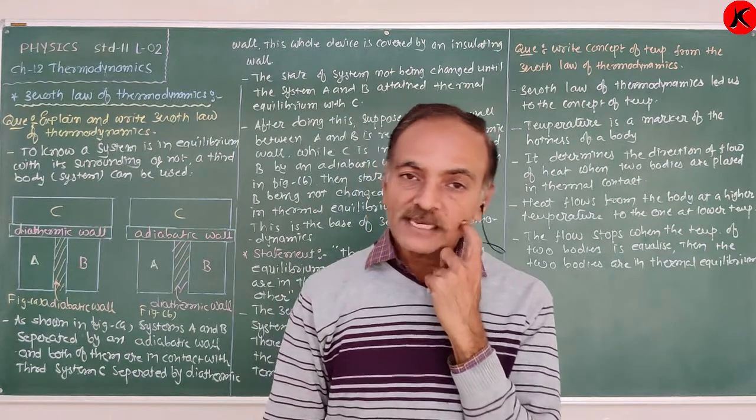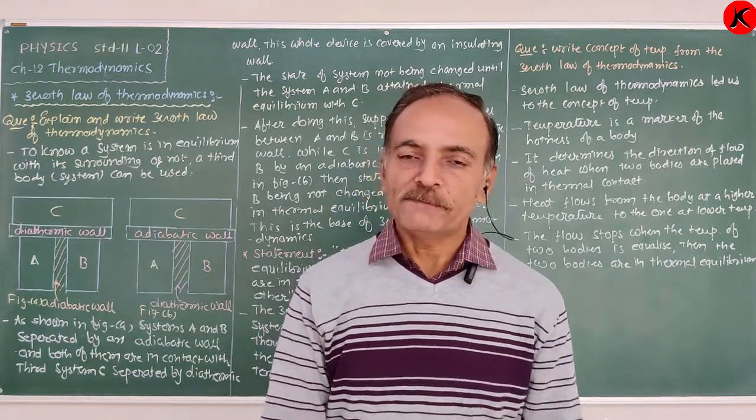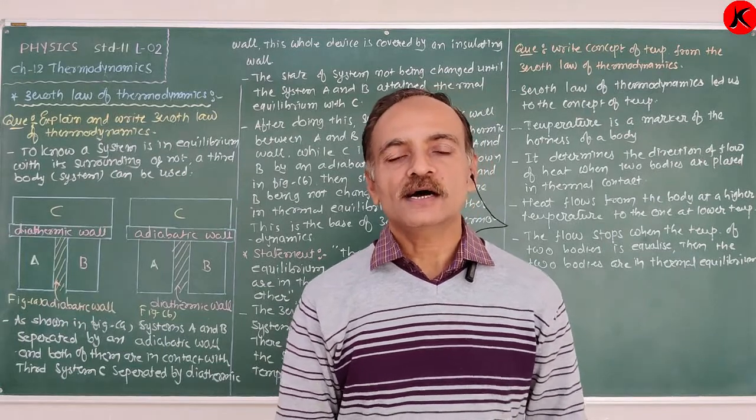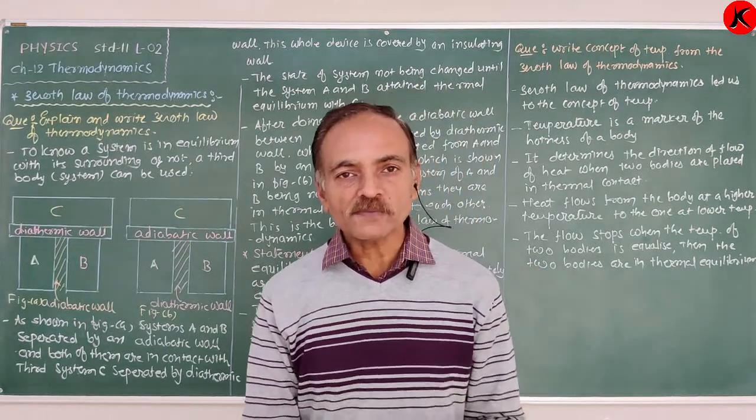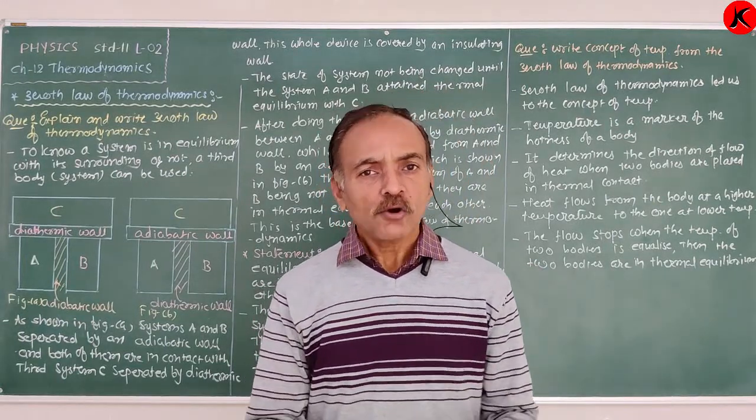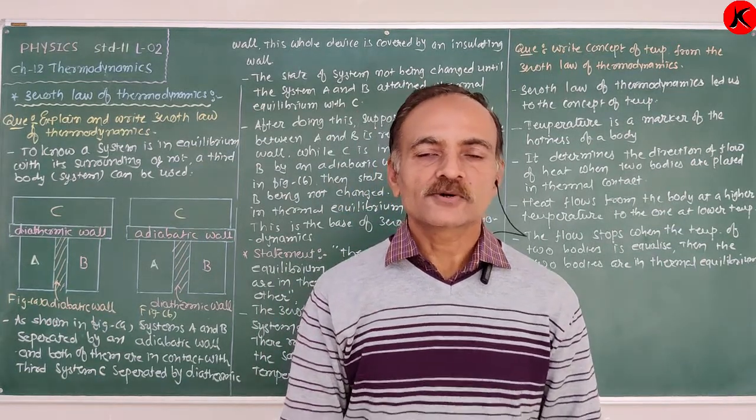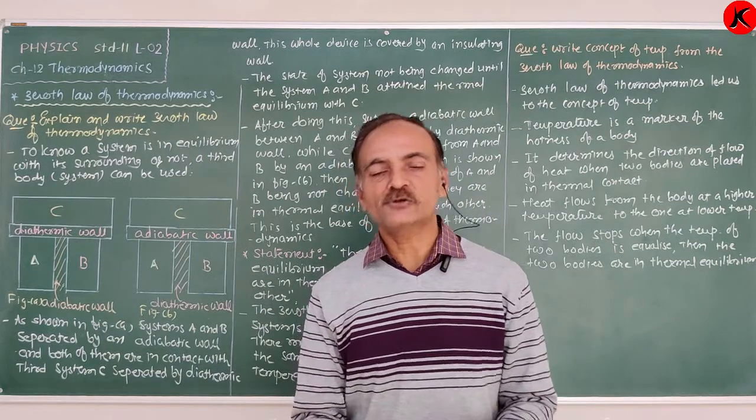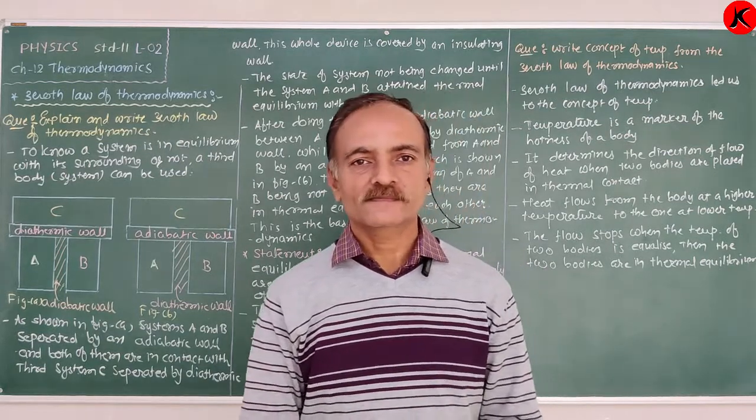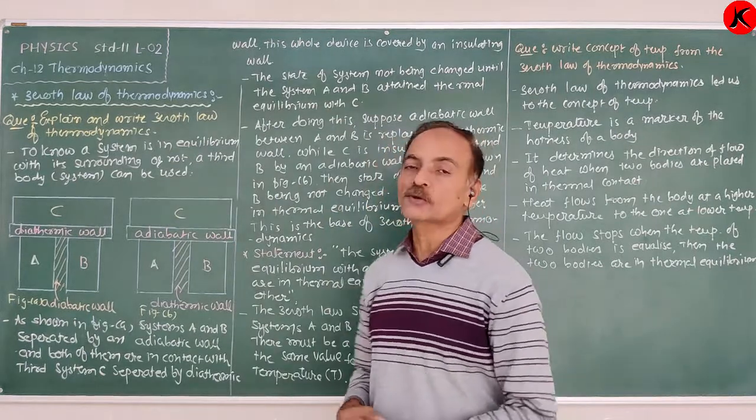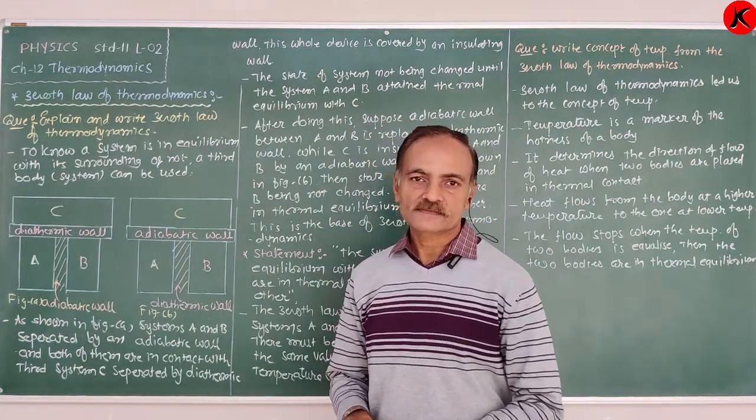Now, in the thermal equilibrium state, the temperature of both systems becomes the same, and the amount of heat of both systems is also the same. So these two systems are said to be in thermal equilibrium. On the basis of this, we are going to discuss the Zeroth Law of Thermodynamics.